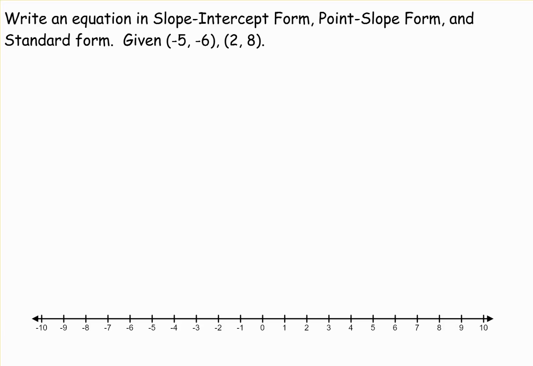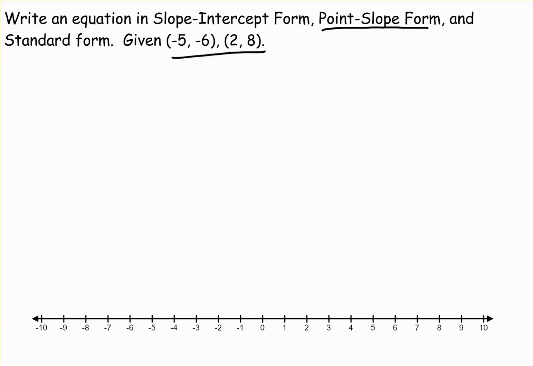This is lesson 37, so we're just continuing on from yesterday's work. Write an equation in slope-intercept form, point-slope form, and standard form given these 2 points. So we'll do this a little bit differently. First, let's put it in point-slope form.